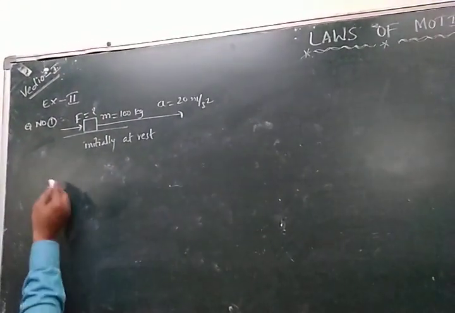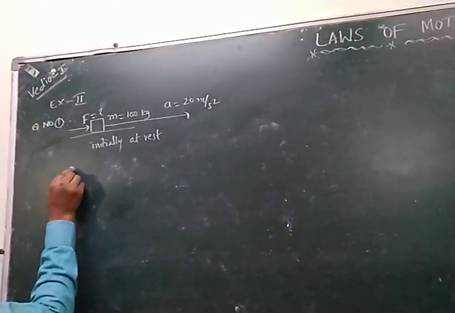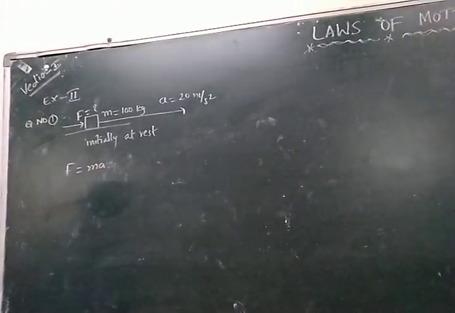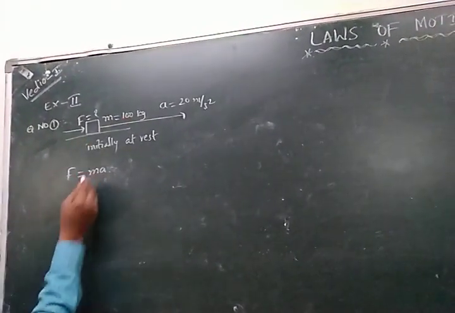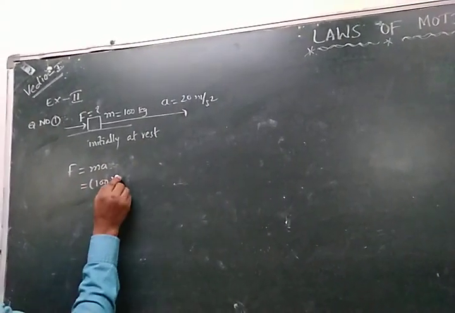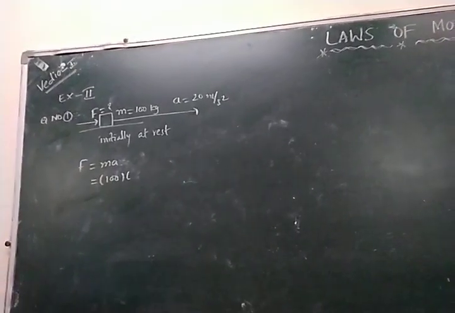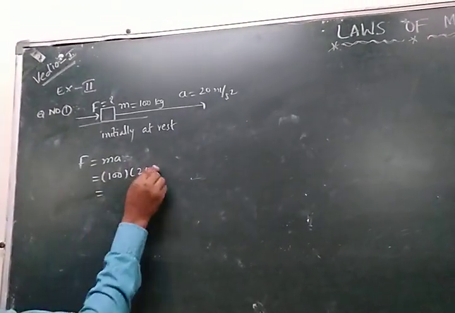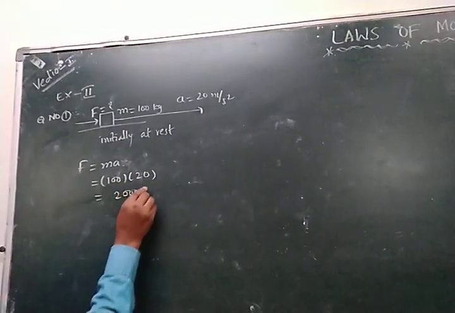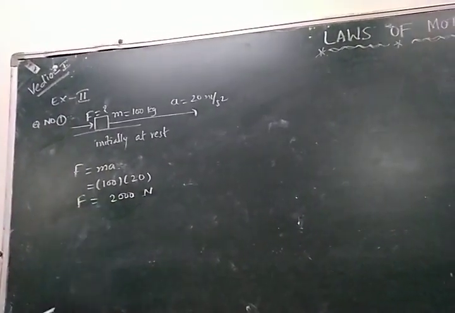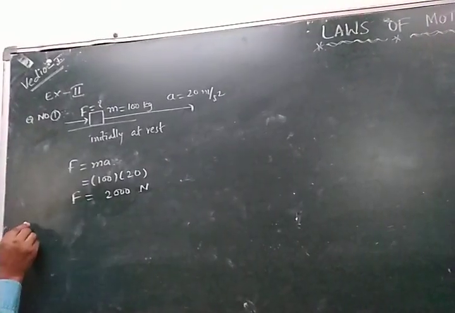We know Newton's second law, F is equal to m into a. F is equal to m into a. The mass is given as 100 and acceleration is given as 20. 100 into 20, that is equal to 2000 newtons. This is the force. Next, question number 4.